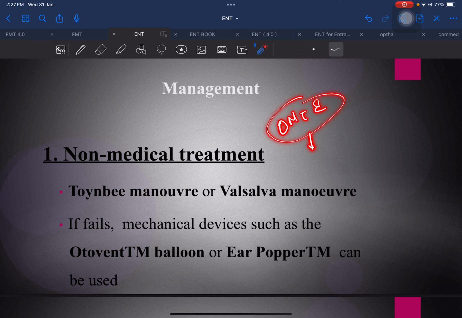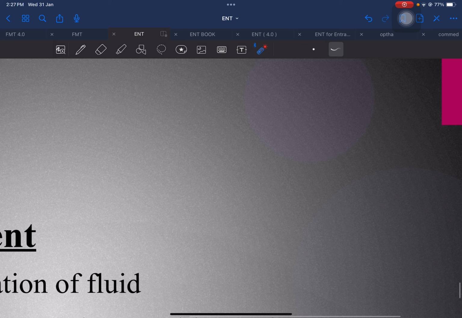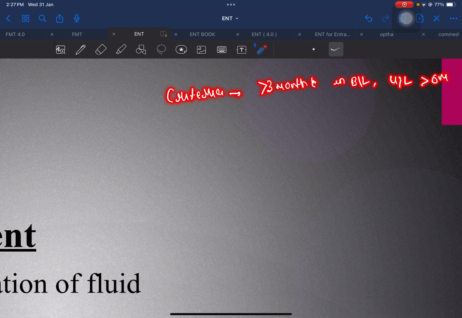Now what are the criteria? I've already said, if effusion persists for more than 3 months in a bilateral case, and in a unilateral case if it persists for more than 6 months. That is one criteria. And another criteria is if there is significant hearing loss of greater than 25 decibels, and if there is speech and language delay.